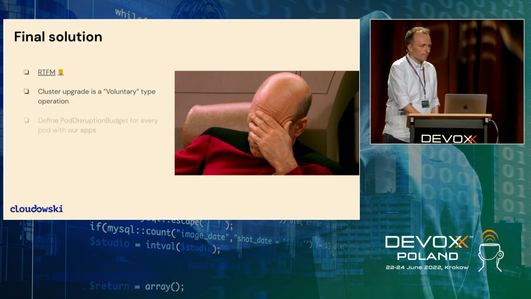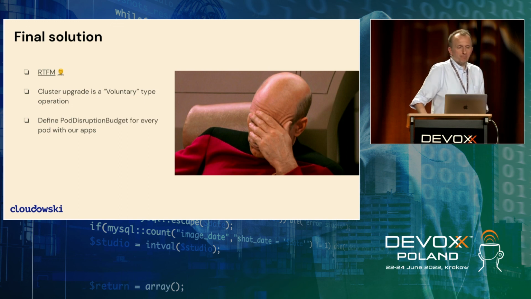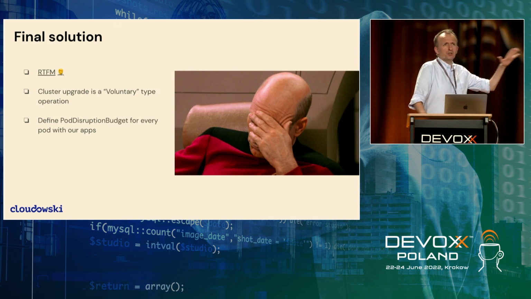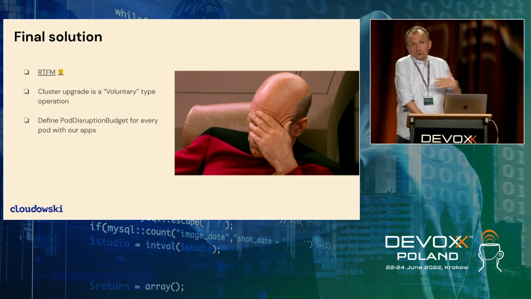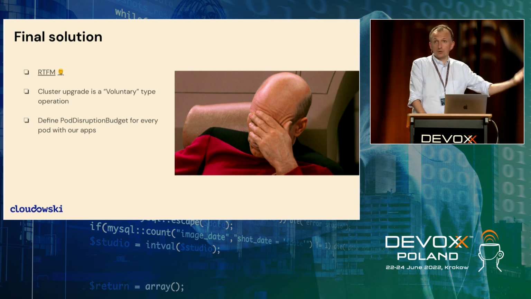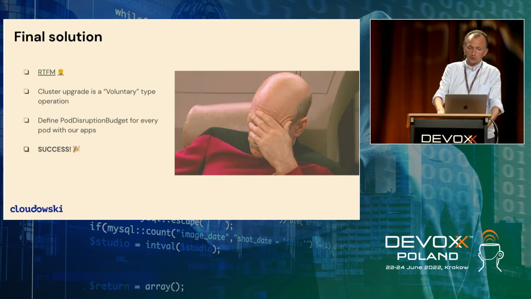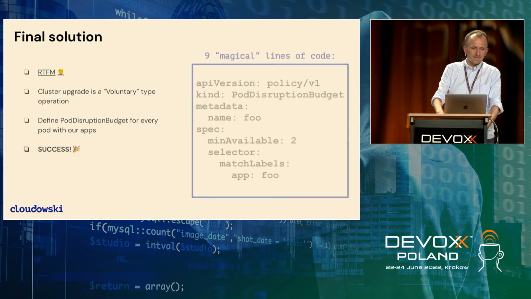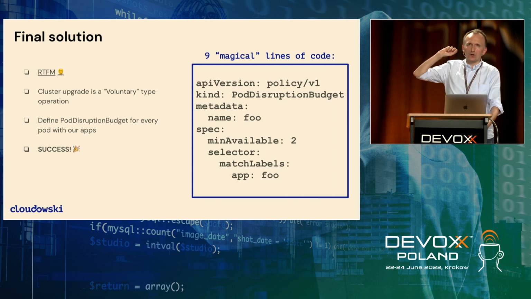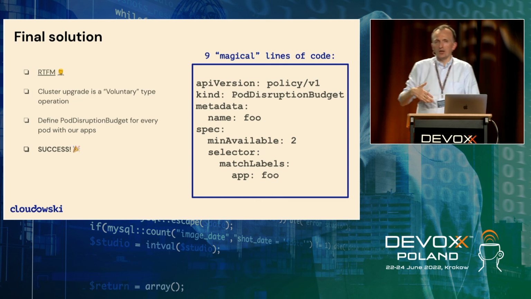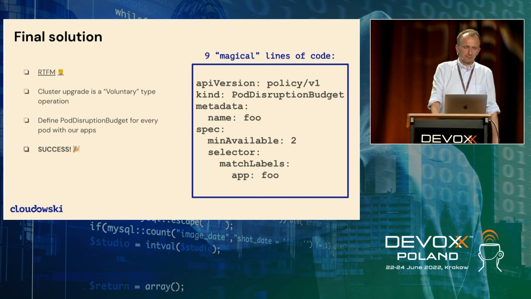How? Pod disruption budget. Well, this is a very innocuous object. So it doesn't do actually anything besides just providing some information about your pod disruption, about your error budget. Okay? So this was our success, because these are 9 lines of manifest that we had to create in order to prevent our outages from happening.